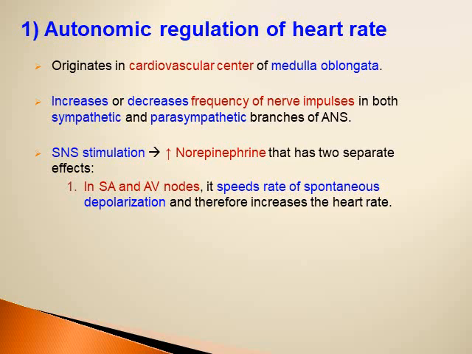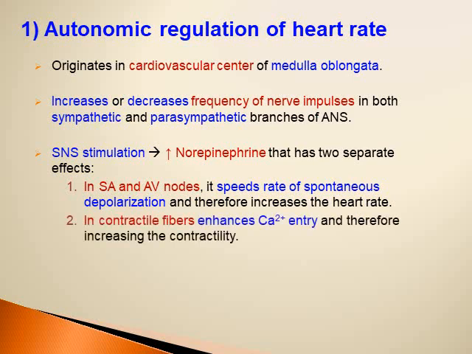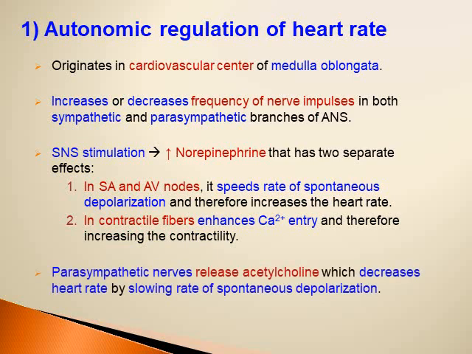So it speeds up the rate of spontaneous depolarization and therefore increases the heart rate and the conduction through the AV node. In the contractile fibers, norepinephrine enhances calcium entry and therefore increases the contractility. So it is an inotropic agent. The parasympathetic fibers release acetylcholine, which decreases the heart rate by slowing the rate of spontaneous depolarization.